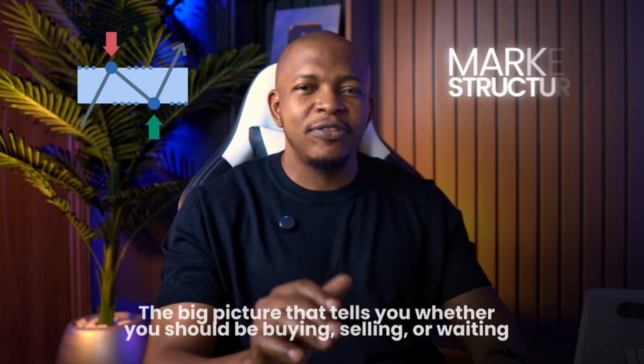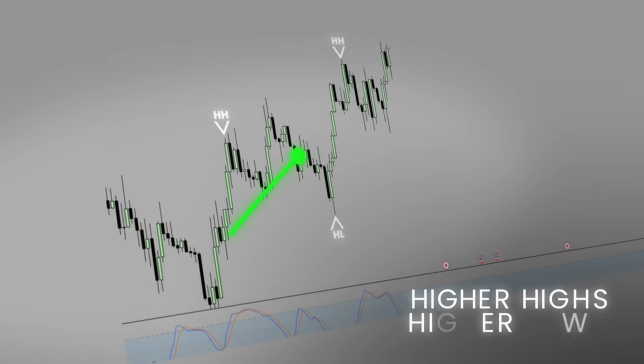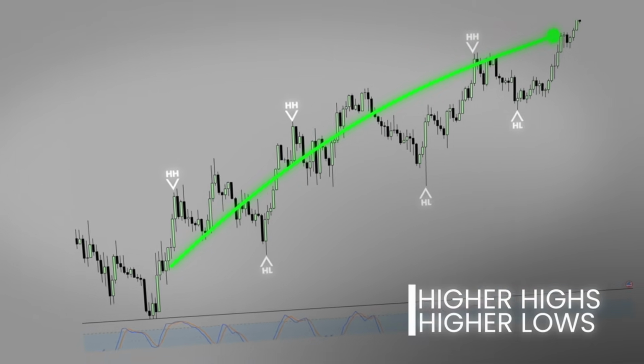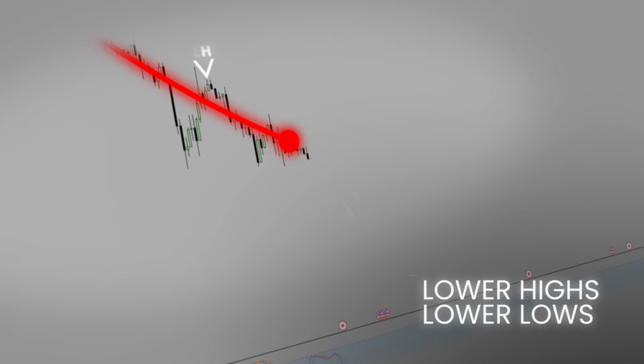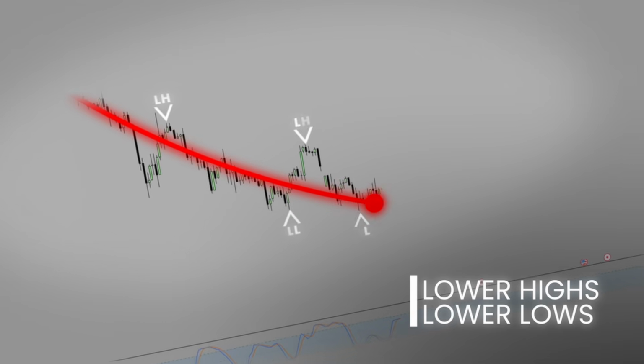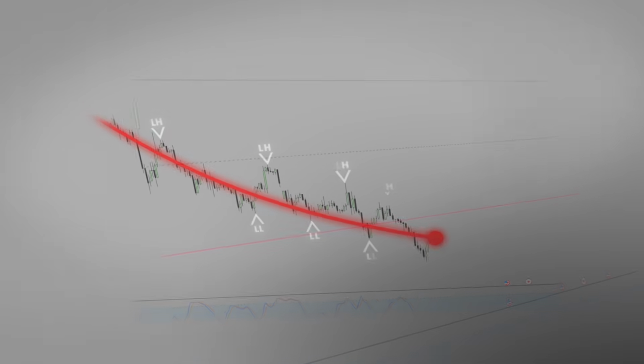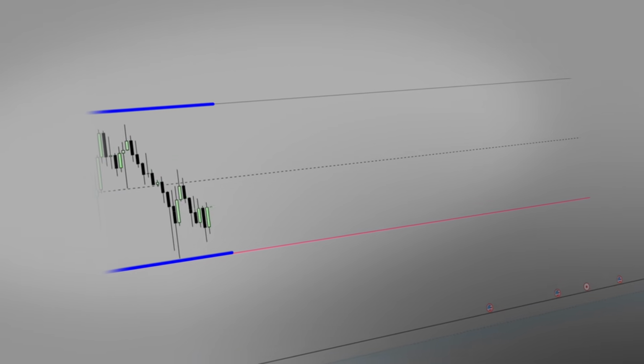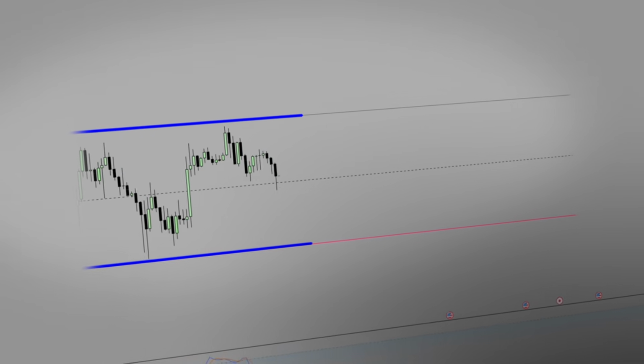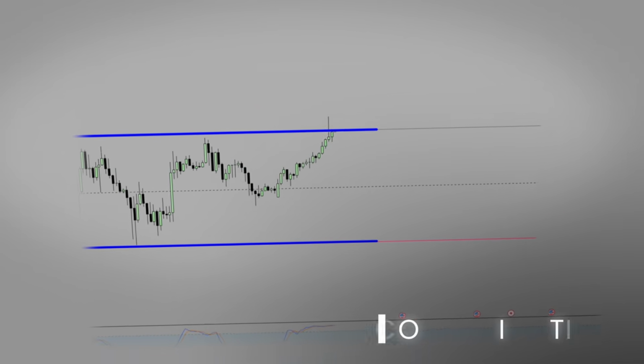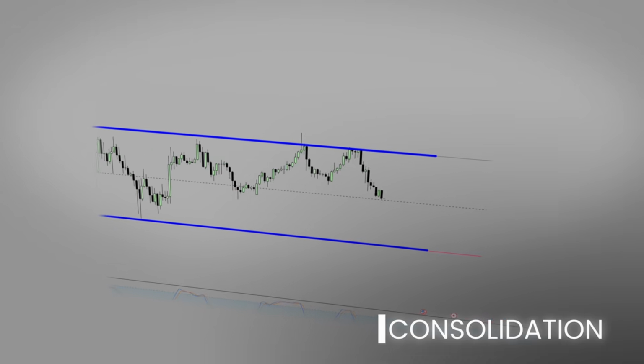And here is a simple way to see it. In an uptrend, price makes higher highs and higher lows. In a downtrend, price makes lower highs and lower lows. When it is just moving back and forth without breaking new highs or lows, that is consolidation.